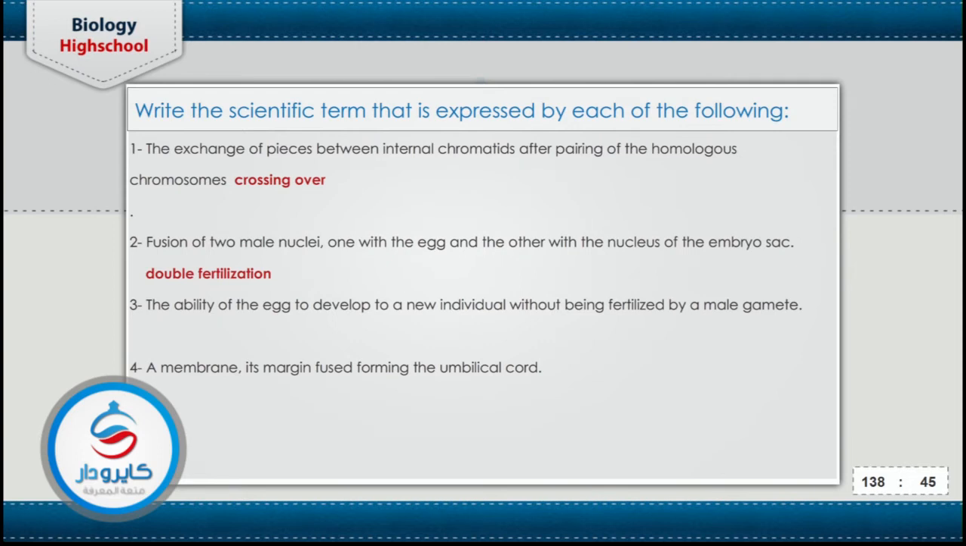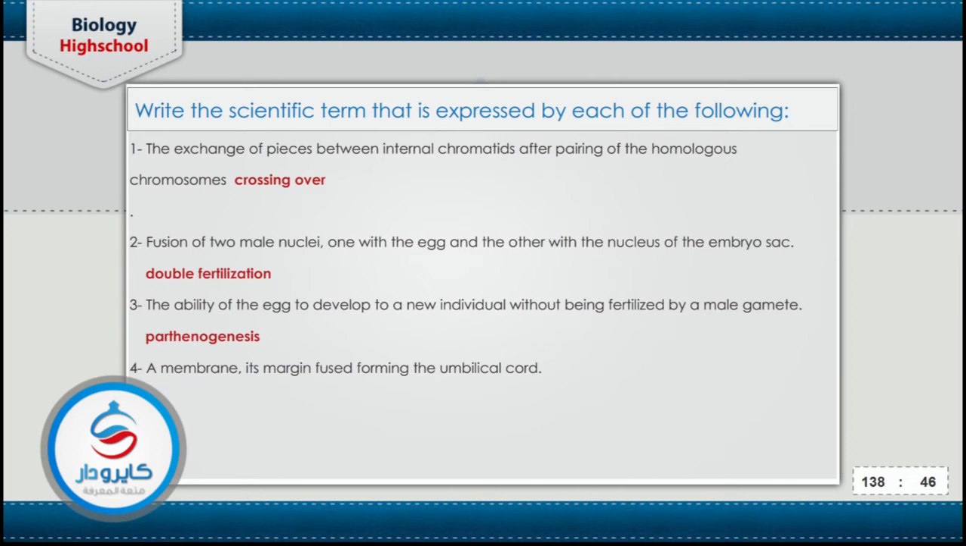Number 3, the ability of the egg to develop into a new individual without being fertilized by a male gamete. That is called parthenogenesis. It is the ability of the ovum to develop and produce a complete individual without fertilization.